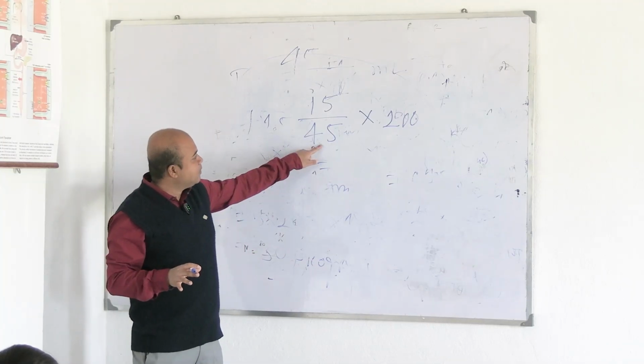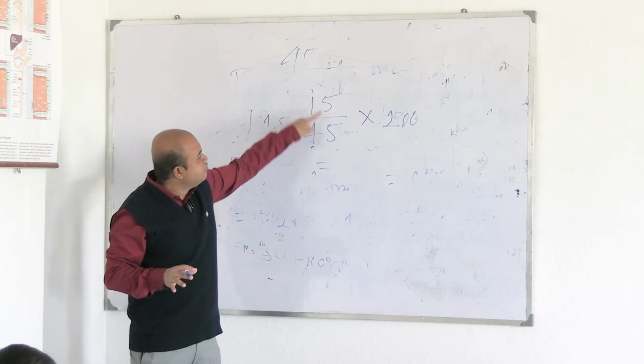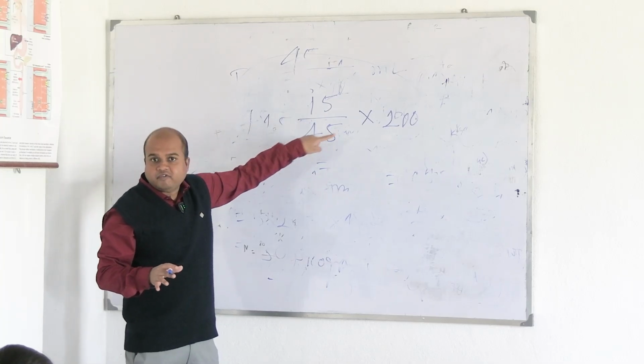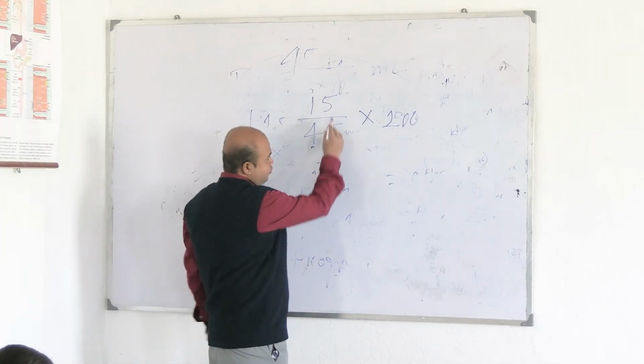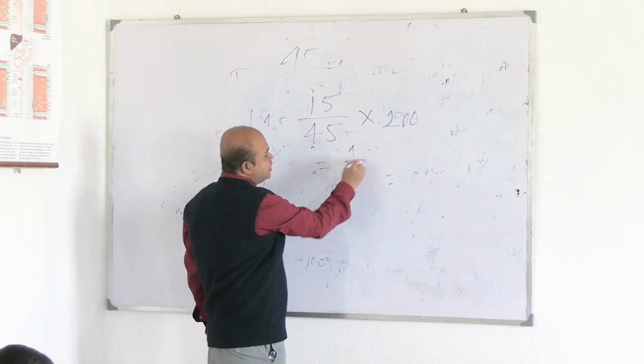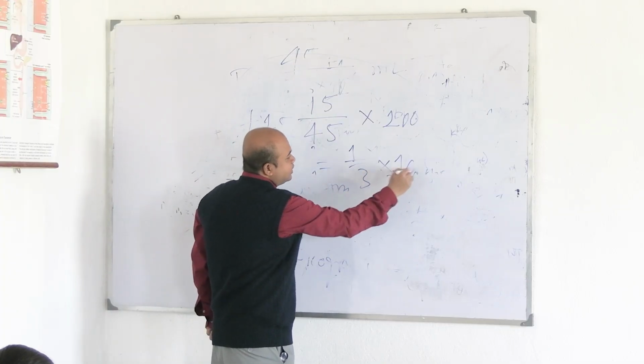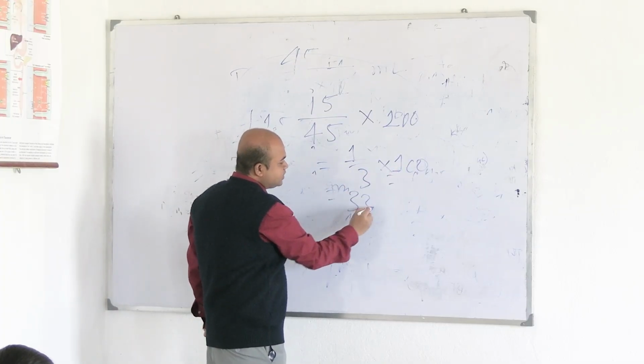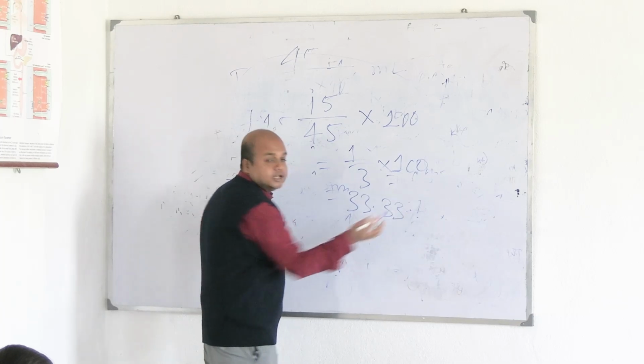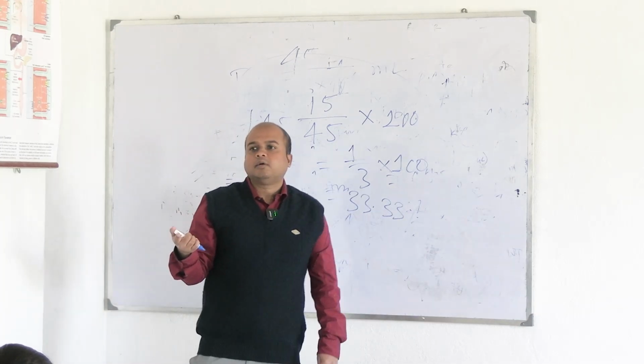As a volume of RBCs, this is 15 by 45 into 100. If we take these figures, 15 and 45, it is easy: 1/3 into 100, that is 33.33%.